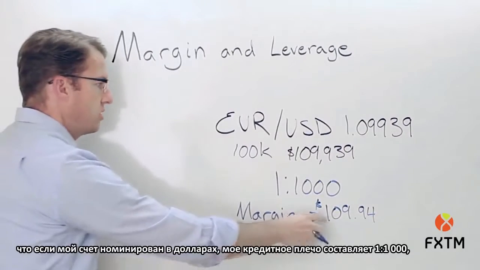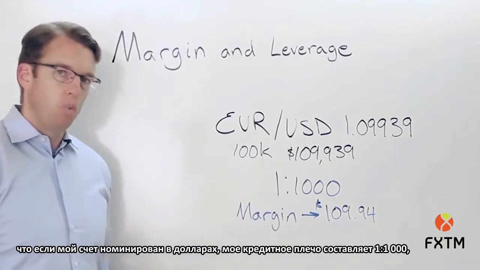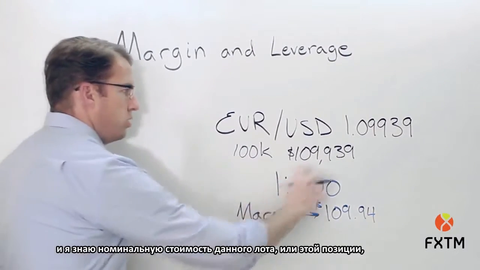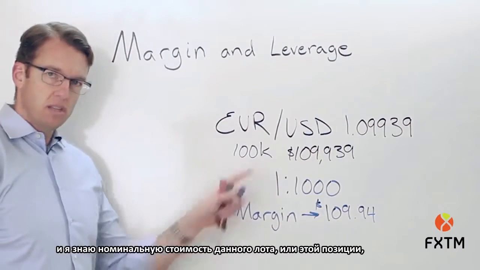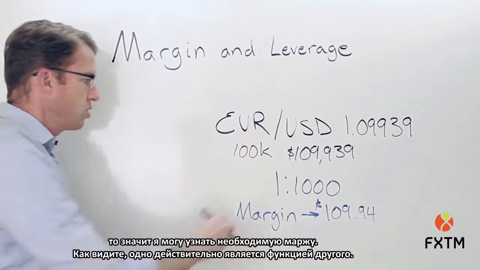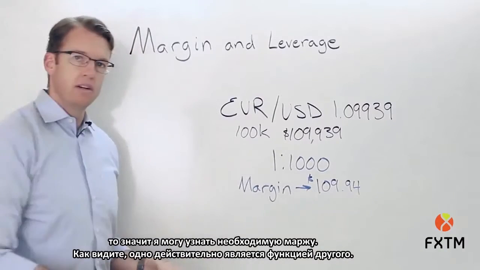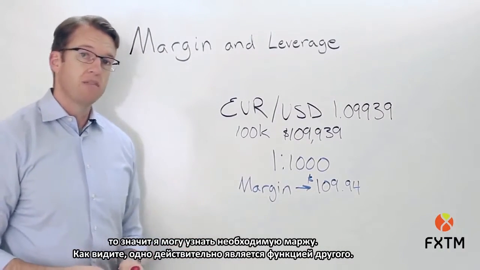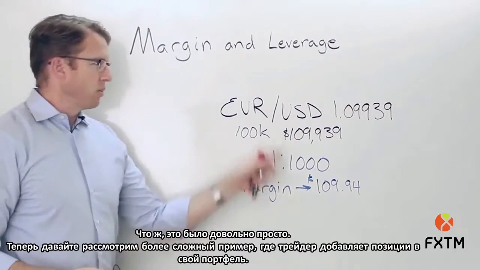So this is an easy calculation for us to walk through. Assuming my account is denominated in dollars, I have a leverage ratio of 1 to 1,000, and I know the notional value of the position that I want to hold open. So what's my margin requirement? One is really a function of the other. Now this is a pretty straightforward example.